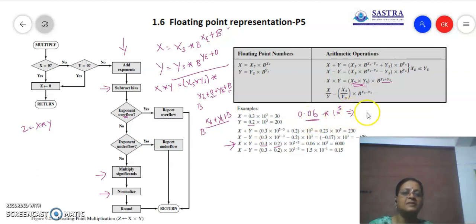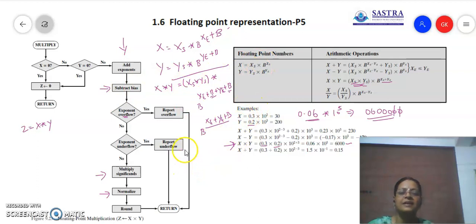So what is the final answer here? 0, 6. Then we have 5 zeros, 1, 2, 3, 4, 5. And then we have 2 digits to be placed. Okay. So the point will be placed after 2 digits. Now this is going to be the answer, 6,000. So that's the answer we have got. So this explains how multiplication is going to be done.